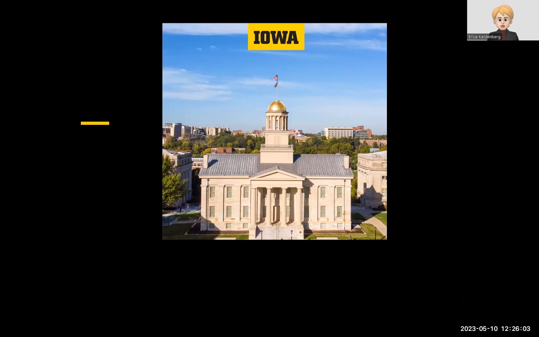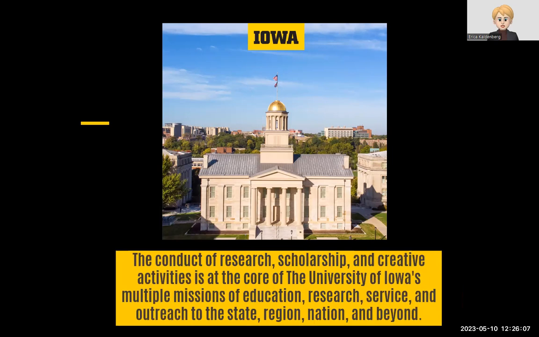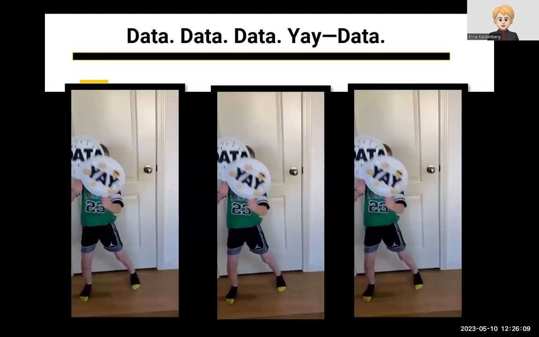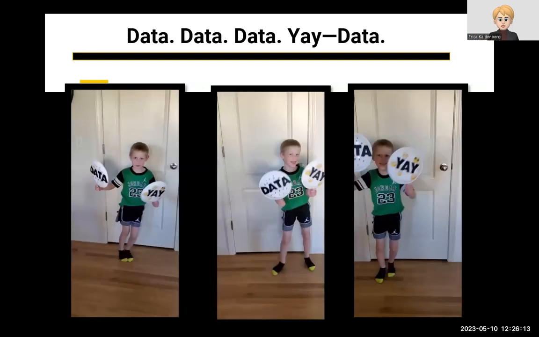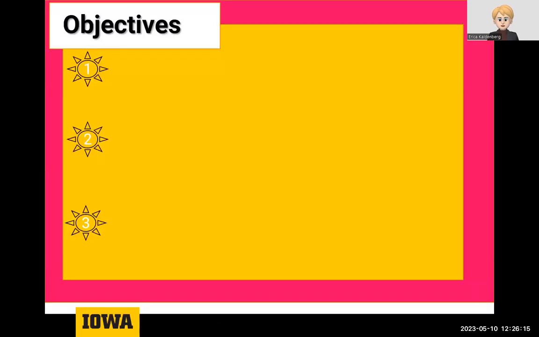Now, question. Research, scholarship, and creative activities, they also have a common thread. What is it? Oh, yes. Are you beginning to see a theme of today's presentation?